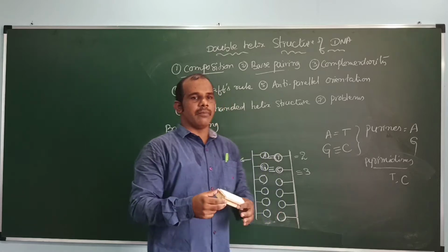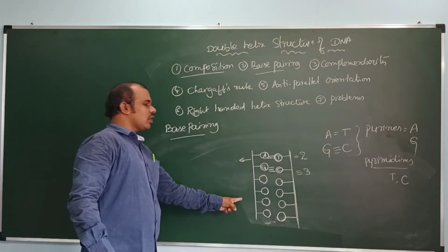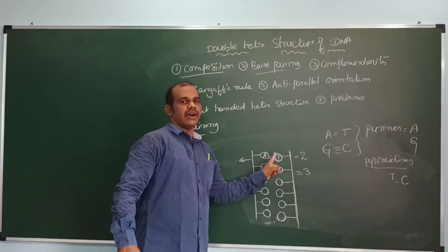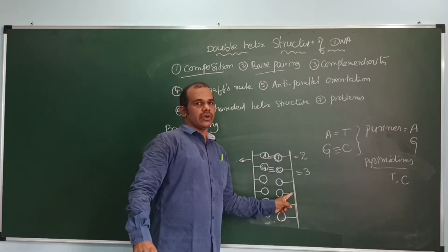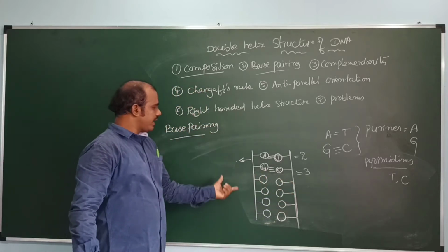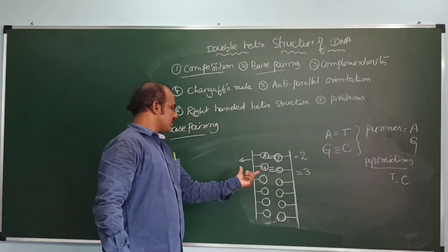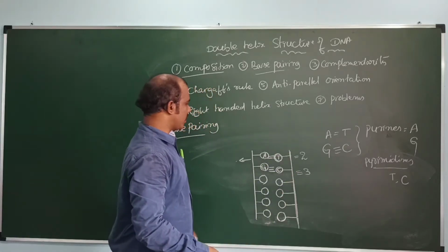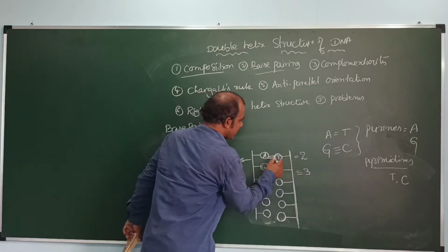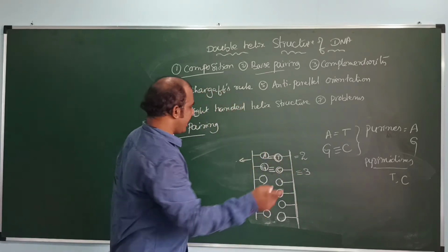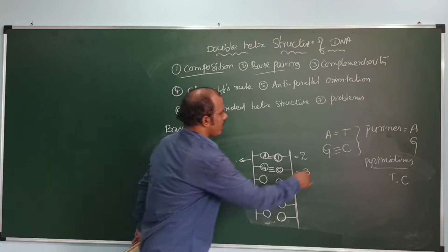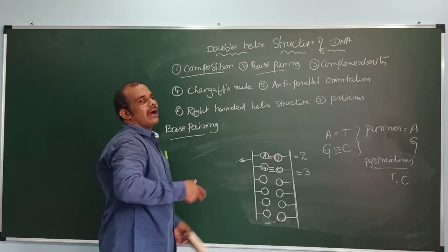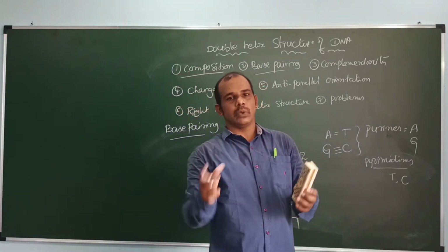How are the base pairs formed? The purine of one polynucleotide chain, that is adenine, is paired with thymine of the opposite polynucleotide chain, as well as guanine, the other purine, is paired with cytosine of the opposite polynucleotide chain. There are two hydrogen bonds between adenine and thymine, and three hydrogen bonds between guanine and cytosine. Thus, the base pairs are formed between the two strands.